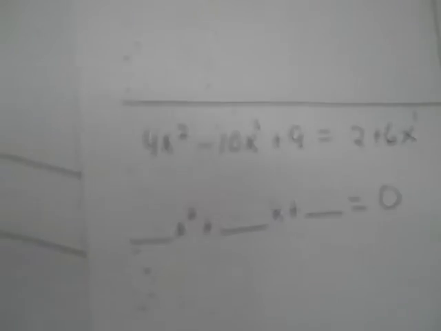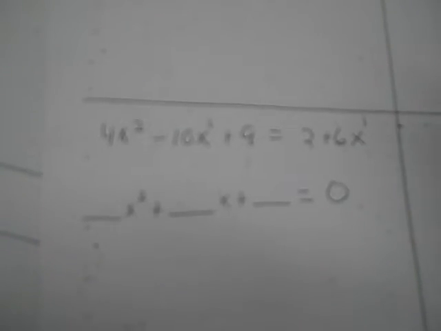Okay, so we're not set here. I don't see 0. So blank x to the second plus blank x plus blank equals 0. So if we look for your x to the seconds, that's the only one I have, and it's on the side it's supposed to be on. Okay, so I write 4 down.